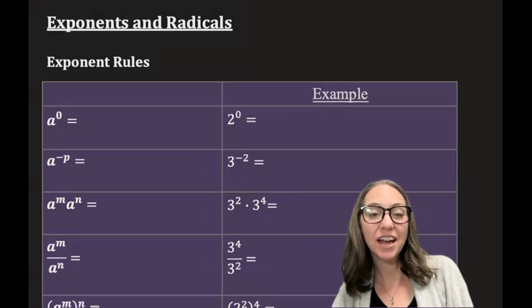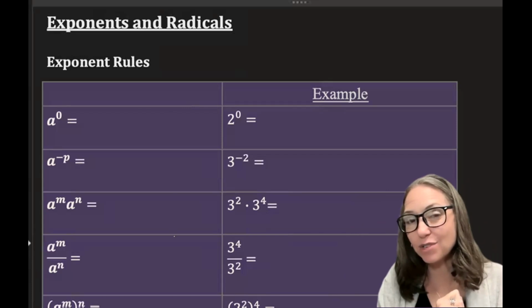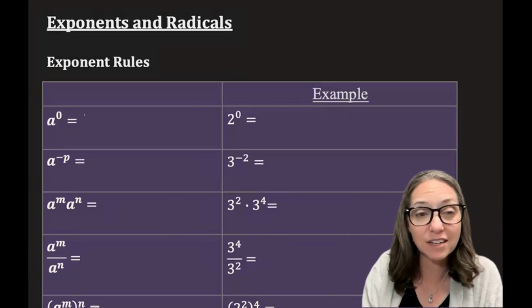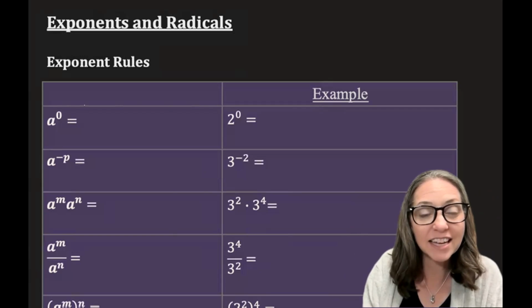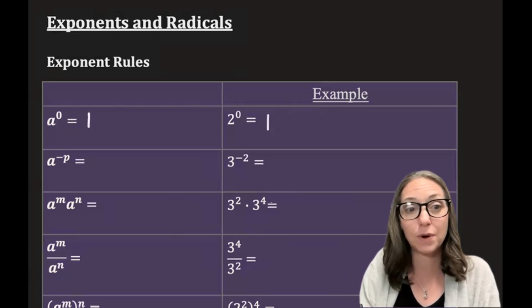In this video, we're going to look at exponent rules. So I'm going to go through these fairly quickly and then do just a few examples, starting with a to the 0. So long as a is not 0 itself, then anything to the 0th power is just 1. For example, 2 to the 0, that's 1.